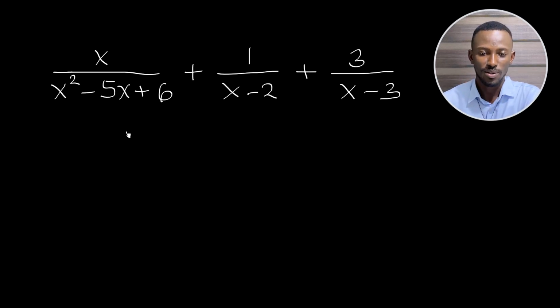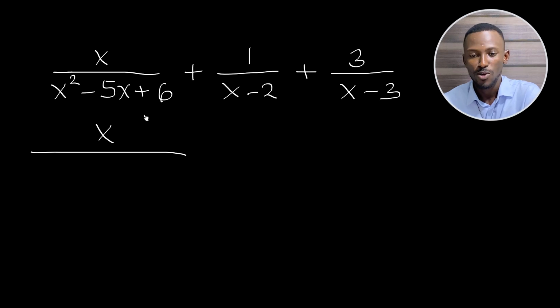So what is the LCM of these denominators? Actually, for this particular question, it's not that straightforward to find the LCM. But the first thing we need to do is to factorize the first denominator, that is x squared minus 5x plus 6. If we factorize it, then we move on to the next step. But how do we factorize this particular denominator? Think of it this way. We have negative 5x and 6.